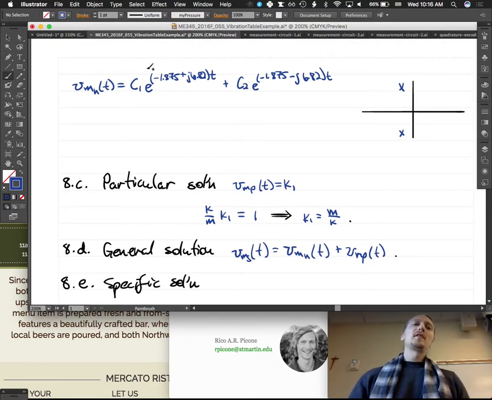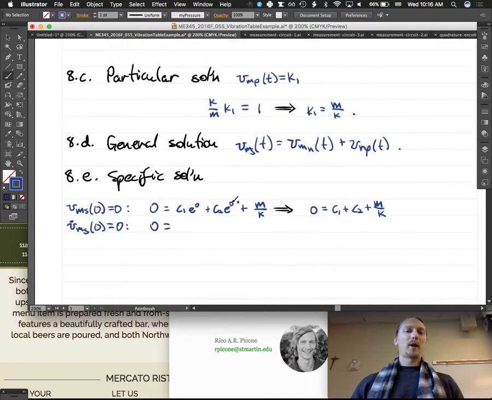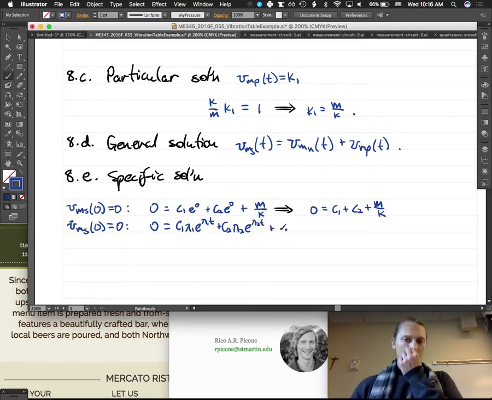So the derivative of these homogeneous terms, I'm going to call this lambda 1 and this lambda 2 for this part, so I have to keep rewriting that complex number. Okay? So that's going to be C1 lambda 1 e to the lambda 1 t plus C2 lambda 2 e to the lambda 2 t plus, what is the time derivative of this constant? 0. Very good.